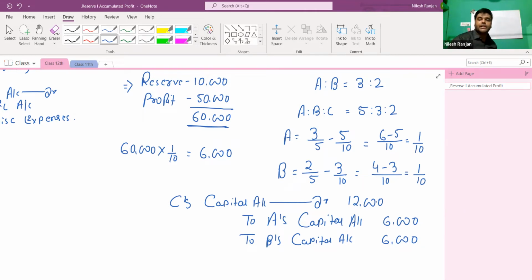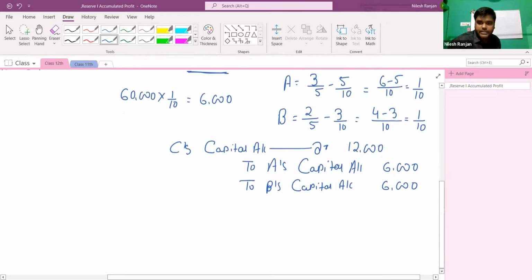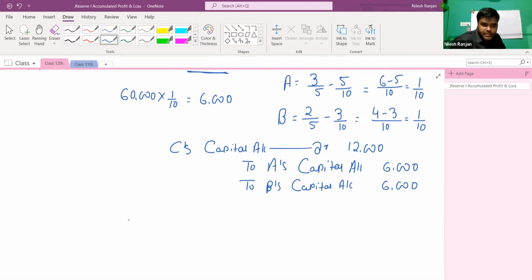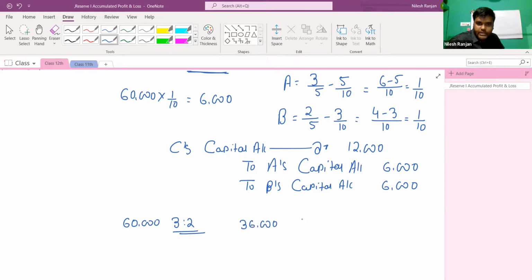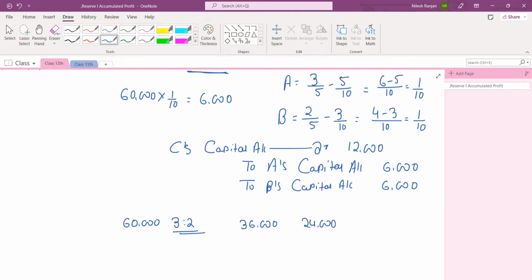And why this will be deducted, we can understand by taking this example in detail. So let's say this 60,000 amount will be distributed in the old ratio, then what will A get and what will B get? 60,000 into 3 by 5. So it will be 36,000 and 24,000. So in the first case, A and B will get this amount, yes or no?